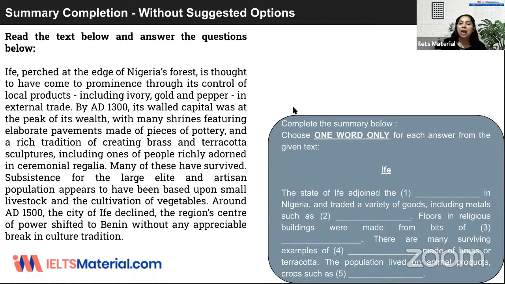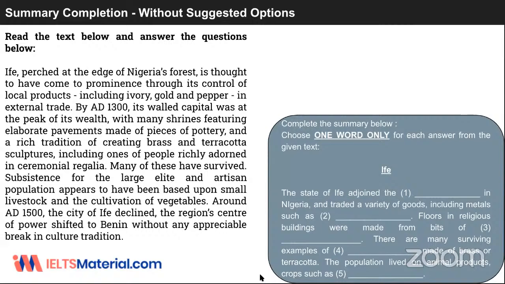That is, we have: complete the summary below, right? I guess you all should be able to read the question, and if not, let me do one thing. I'll turn off the video, and you should be able to read the question, and then I'll turn the video on again when I'm explaining.